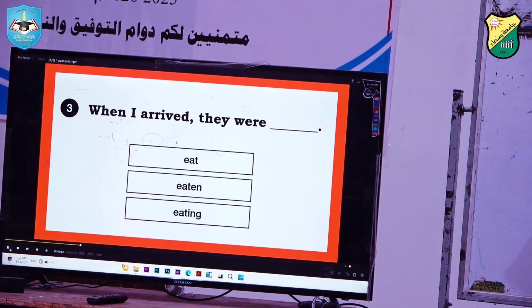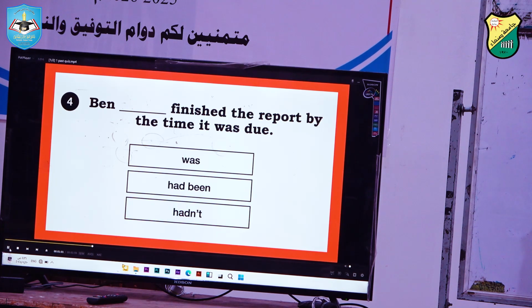Yeah, this is easy. When I arrived, they were eating. It's easy, because you have here, I have to have verb-ing. Continuous.